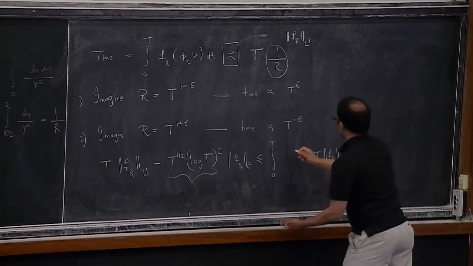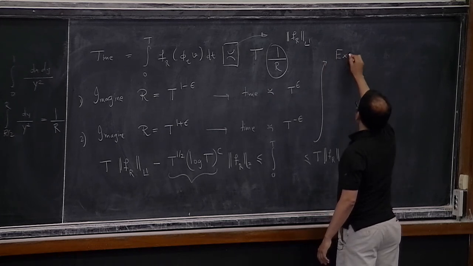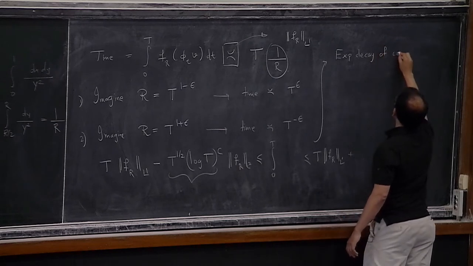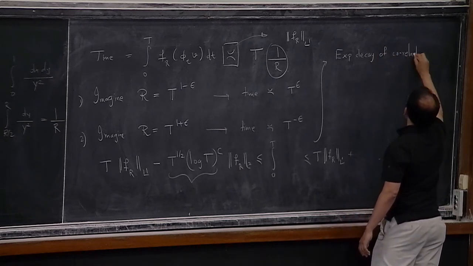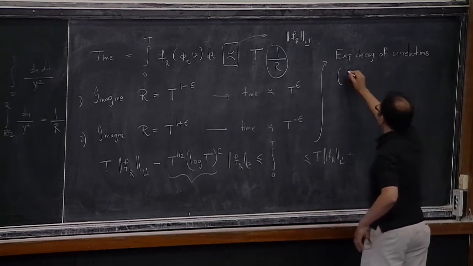So where does such a theorem come from? It comes from knowing exponential mixing of the flow. So we need exponential decay of correlations. In the case of hyperbolic surfaces, this is Moore and Ratner.